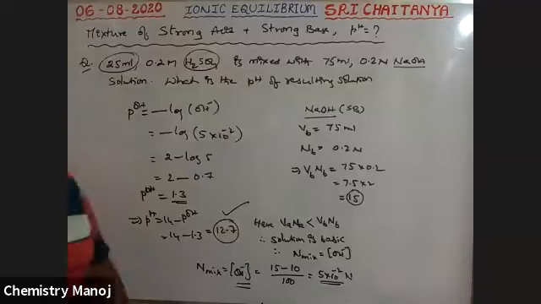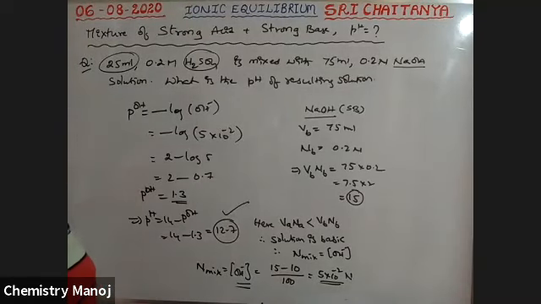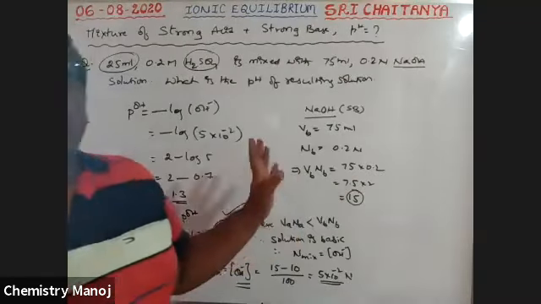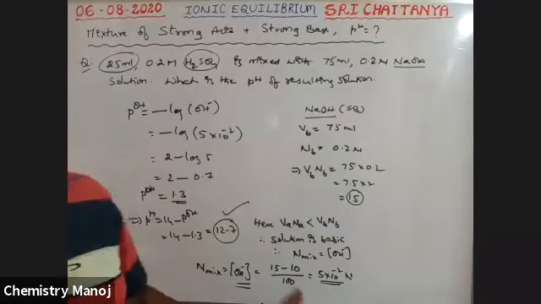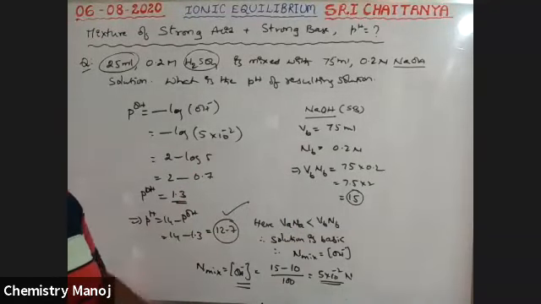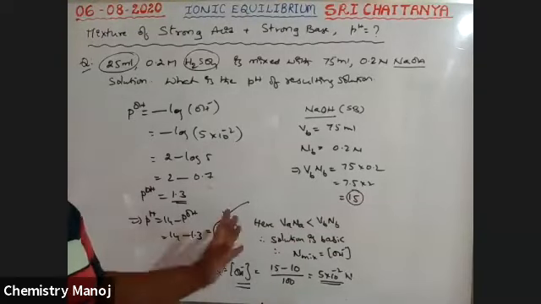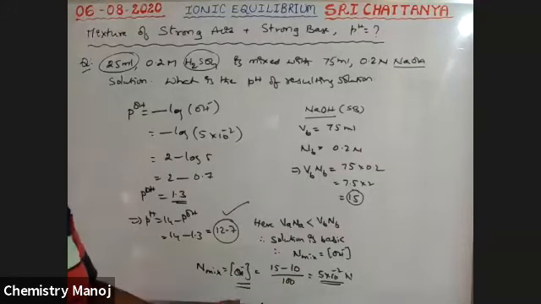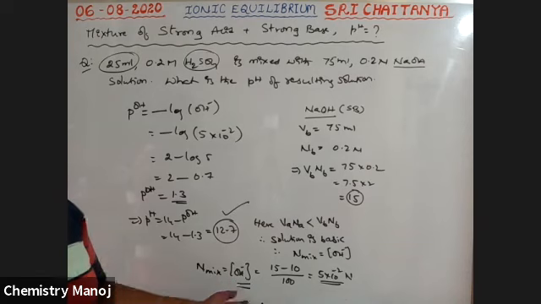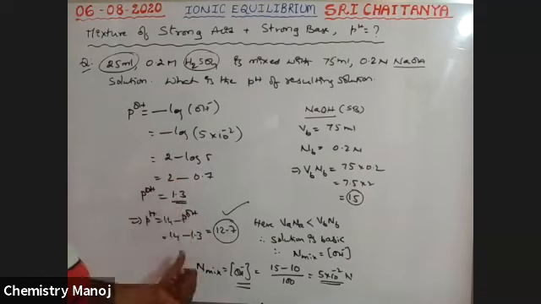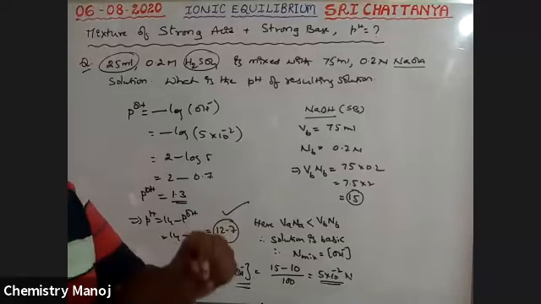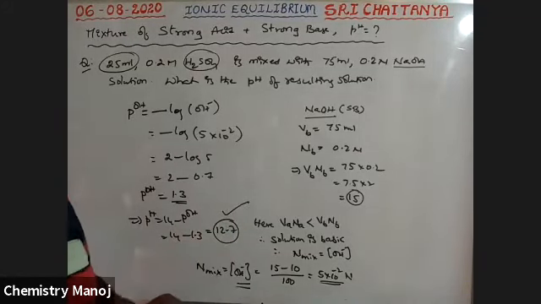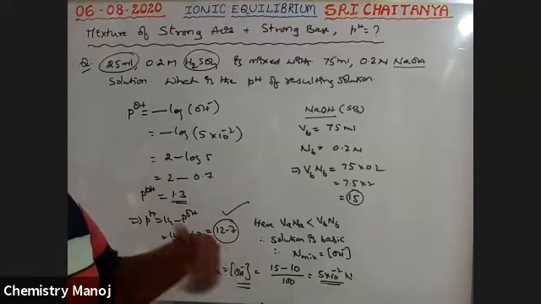So this is the way to do the problem, boys. First of all, calculate VA NA and VB NB. If VA NA is greater than VB NB, it is automatically acidic and you take H plus concentration. If VB NB is greater than VA NA, then it is OH minus concentration. So we first calculate pOH and then convert it into pH.